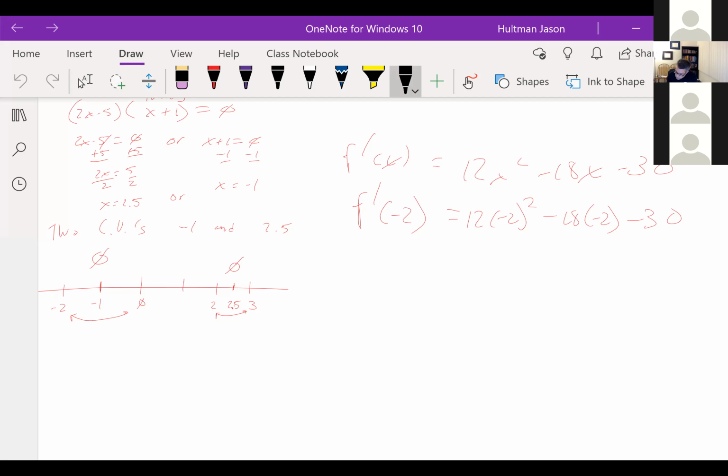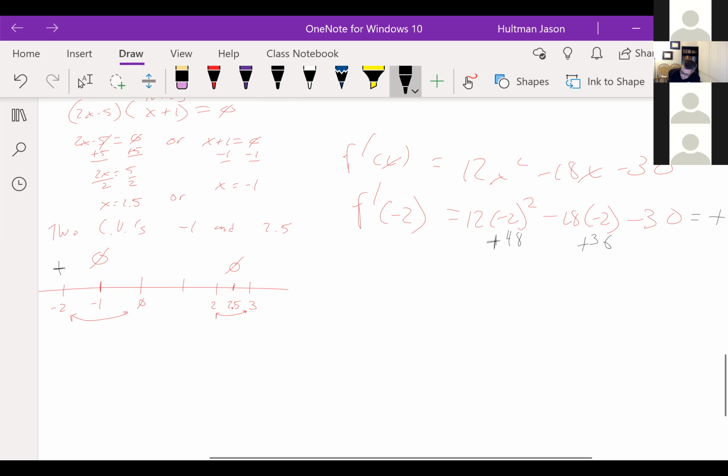So for f prime of -2, I really want to know: is it going to be positive or negative? That's all I really care about. Well, what is this? This is positive, because -2 squared is positive 4, and a negative times a negative is positive. This is positive 12 times 4, which is positive 48. This is positive 36, and this is negative 30. So the resulting value is going to be positive. So I'm just going to write a positive here.